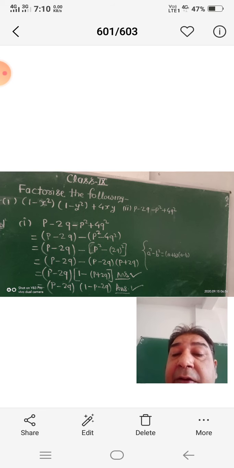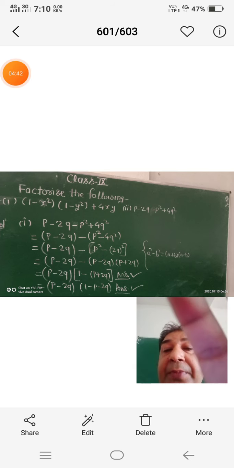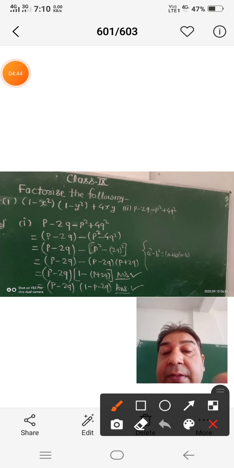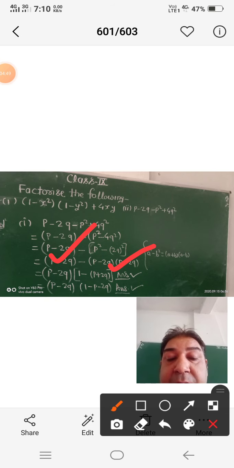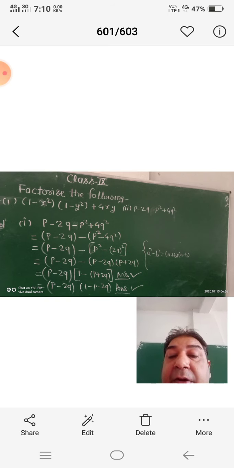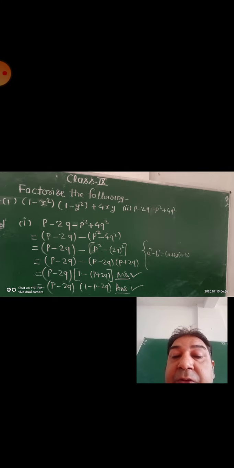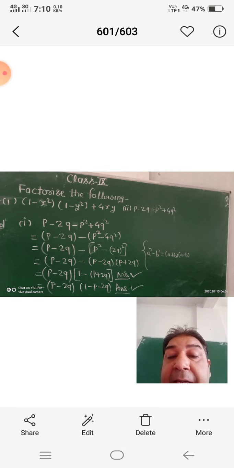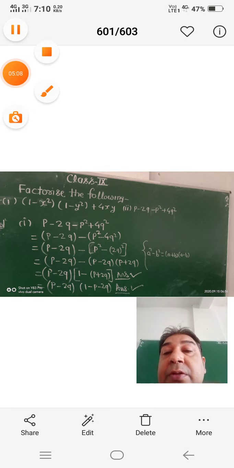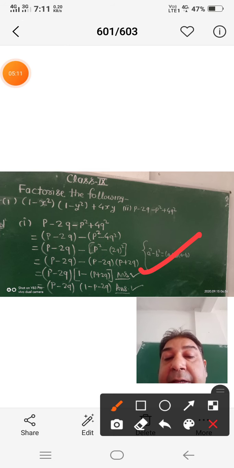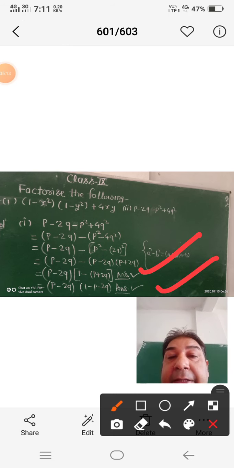After then you have to take the common p minus 2q, because there is p minus 2q and there is also p minus 2q. So you can take the common. After taking the common it will be (p minus 2q) into, in second bracket, 1 minus (p plus 2q). Just open it, you get (p minus 2q) into (1 minus p minus 2q). Both answers will be correct. You can write either this or this.